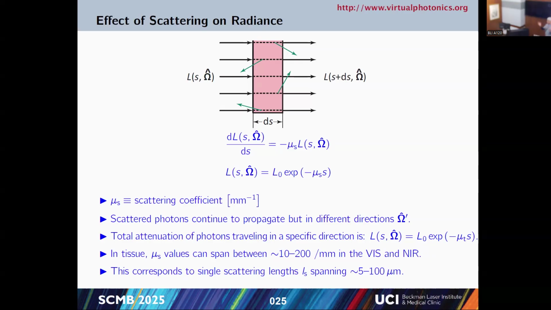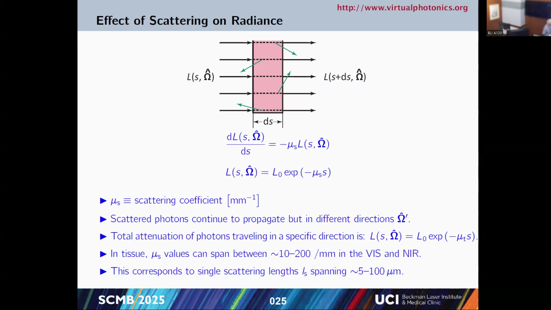Unlike absorption, where the light undergoes absorption, it's gone. This light is still there. It's just traveling in a different direction. And that's where the challenge comes. How do you then track those photons? Okay, and that's where the RT comes in.